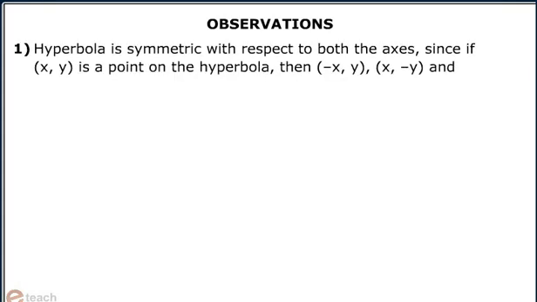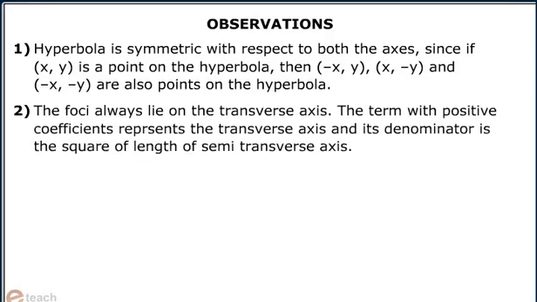From the equation derived above, we have the following observations. First, the hyperbola is symmetric with respect to both the axes, since if (x, y) is a point on the hyperbola, then (minus x, y), (x, minus y) and (minus x, minus y) are also points on the hyperbola. Second, the foci are always on the transverse axis. It is the positive term whose denominator gives the transverse axis.